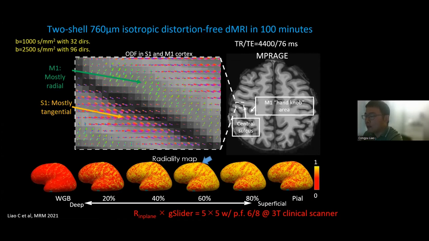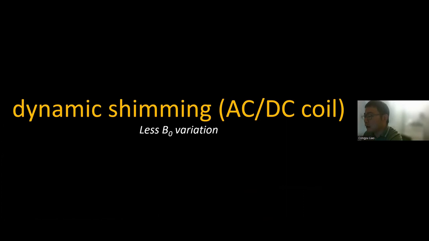So after talking about the novel sequence and the reconstruction, I would like to talk about the novel acquisition hardware for diffusion MRI. The hardware I would like to talk about is a 32-channel AC-DC coil that could be used for dynamic multi-coil B0 shimming.